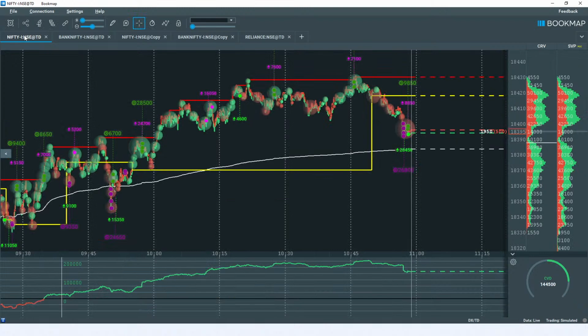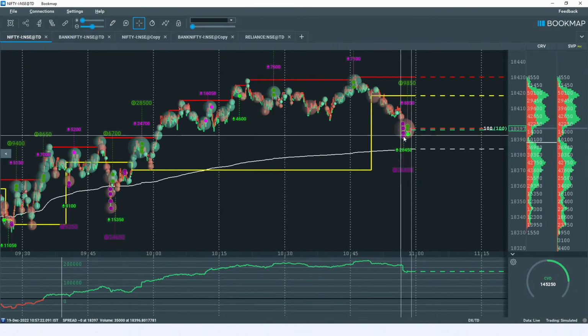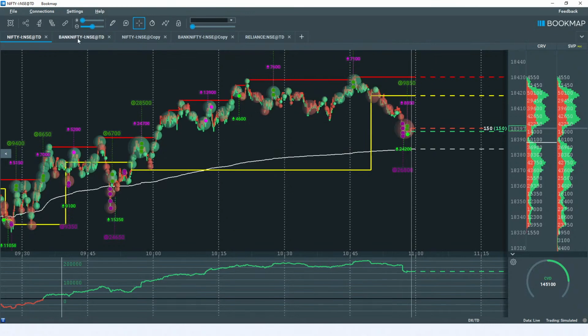Now it's starting to make progress. On Nifty as well, we're able to see absorptions over here. Let's see what happens.